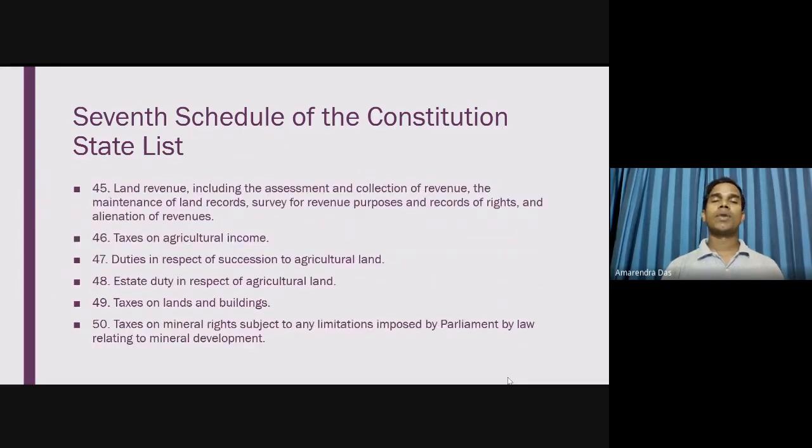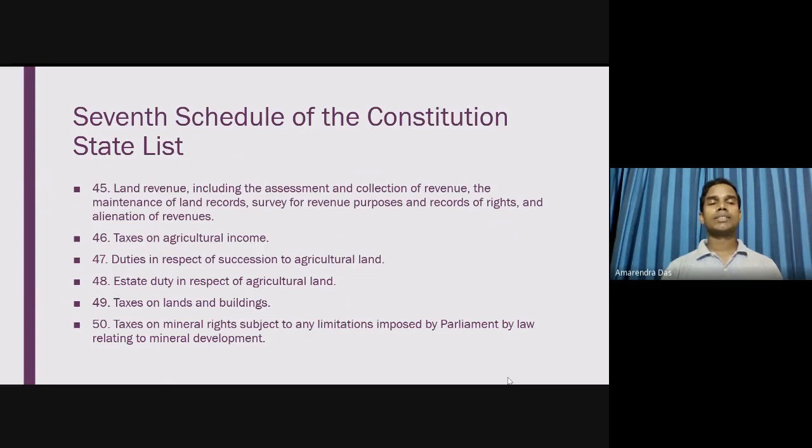Now, what are the taxes or revenues that can be collected by the state government? The first one is land revenue. Although land revenue generates very little money for the state, it is still a power with the state government, and remember, it is a direct tax.